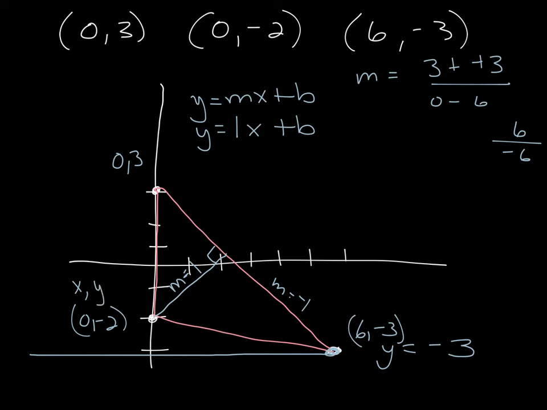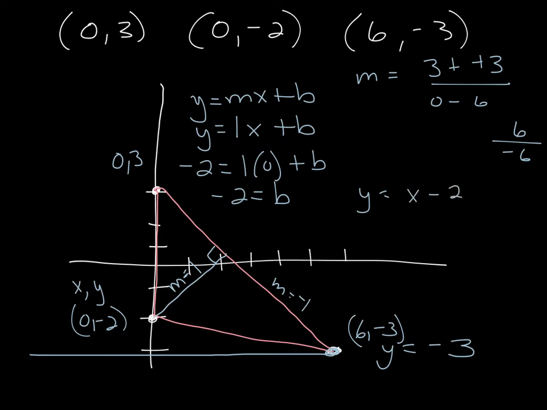So I'm going to go ahead and plug those into the equation. So I'm going to get negative 2 equals 1 times 0 plus b. So I get negative 2 equals 0 plus b, which is just b. So b is negative 2. So the equation of my perpendicular line is what? y equals x minus 2.